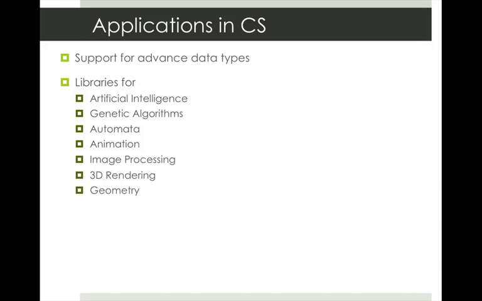So based on this, as you can see, for computer science folks, it allows support for advanced data types. There are a lot of libraries available for artificial intelligence, genetic algorithms, automata theory, animation, image processing, 3D rendering, and geometry. So pretty much all aspects of computer science can be implemented with processing.